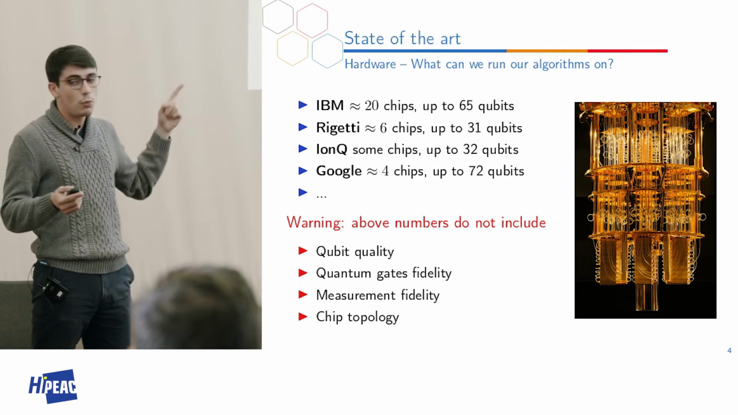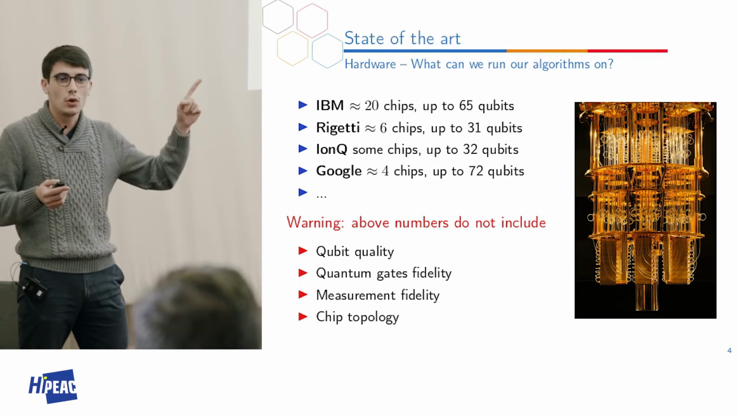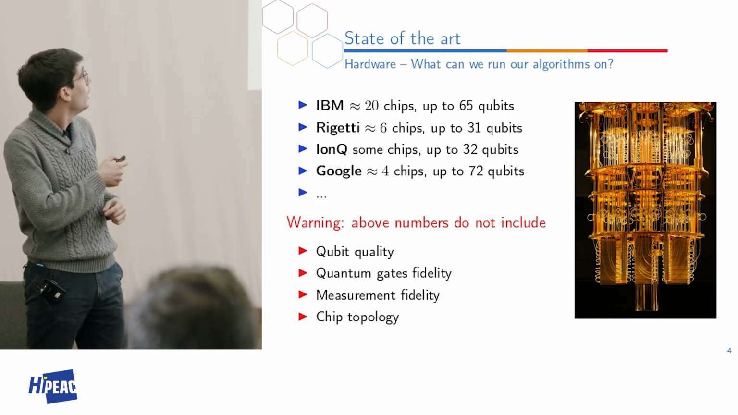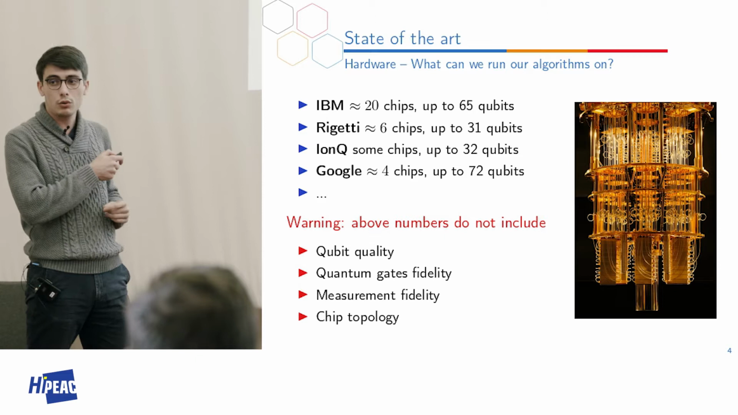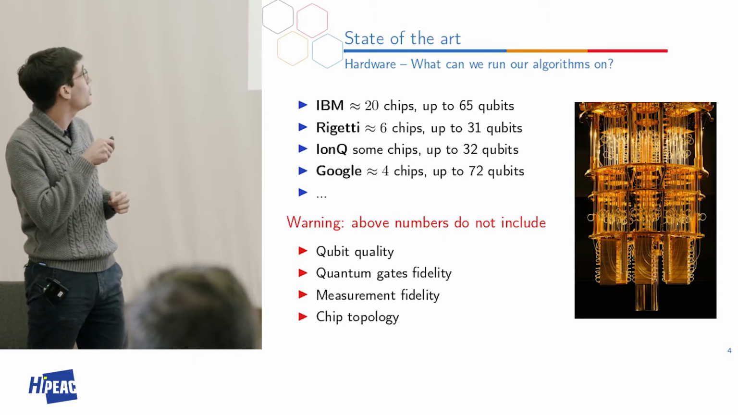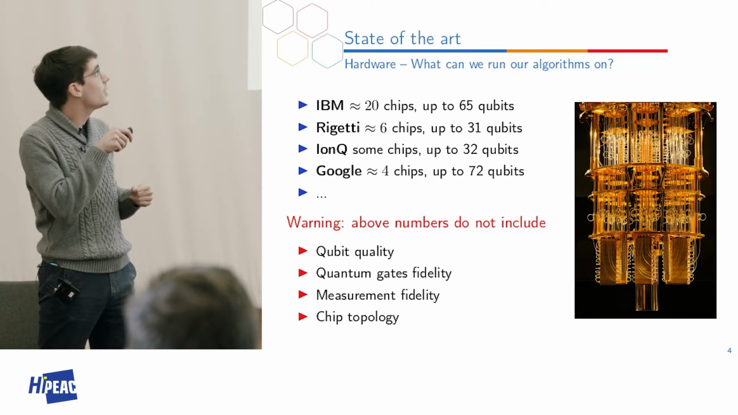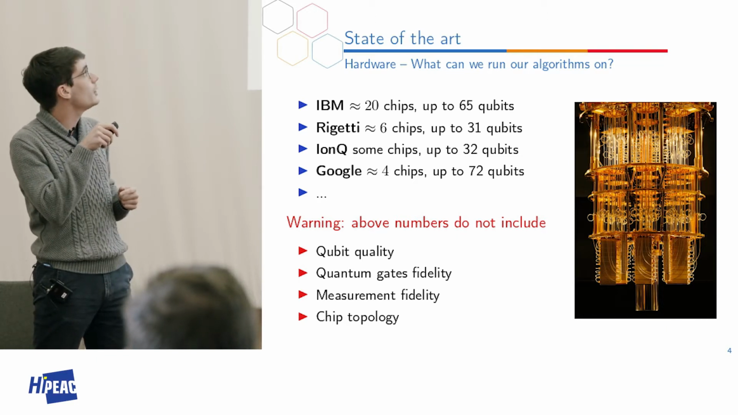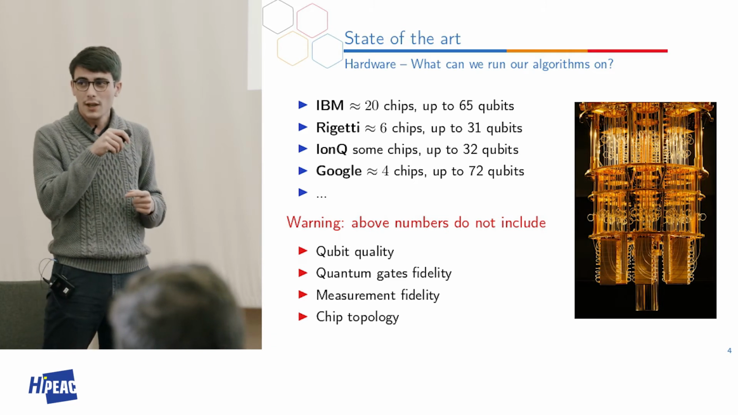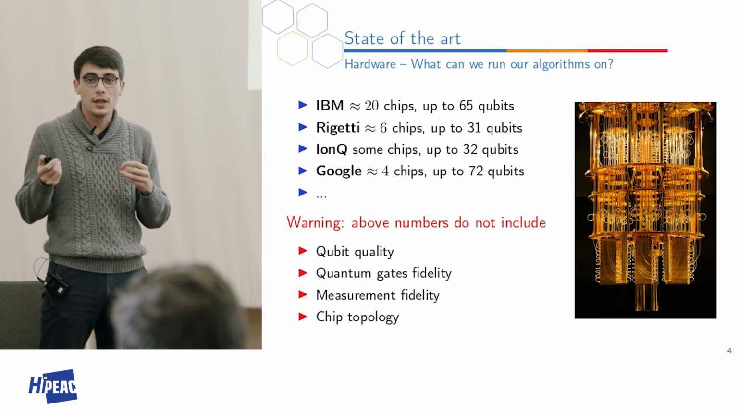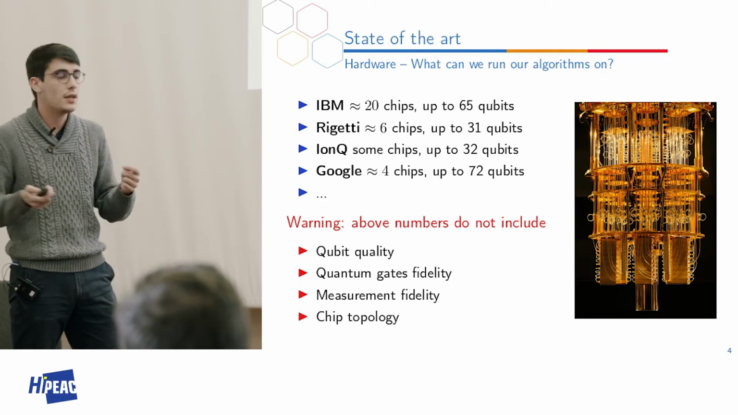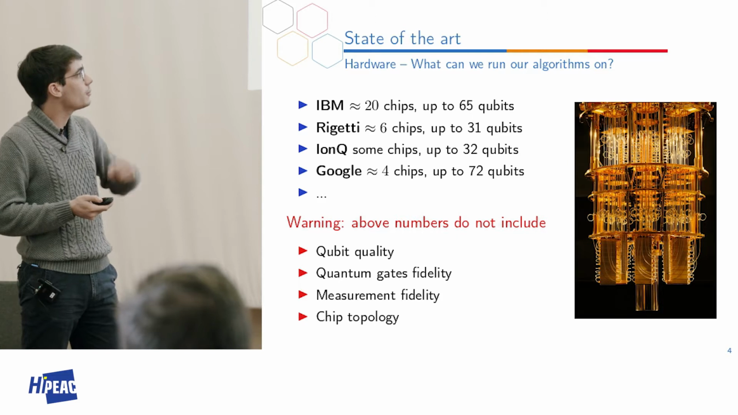Or again, chip topology. I will talk a little bit more about this later, but chip topology is very important. For example, IBM topology is not all-to-all, so you have a kind of nearest neighbor topology, whereas IonQ is all-to-all. So basically, if you take the 65-qubit chip from IBM and the 32-qubit chip from IonQ, they are not really comparable, and in the end, the IonQ one might perform better on some use cases. So this is about the hardware.